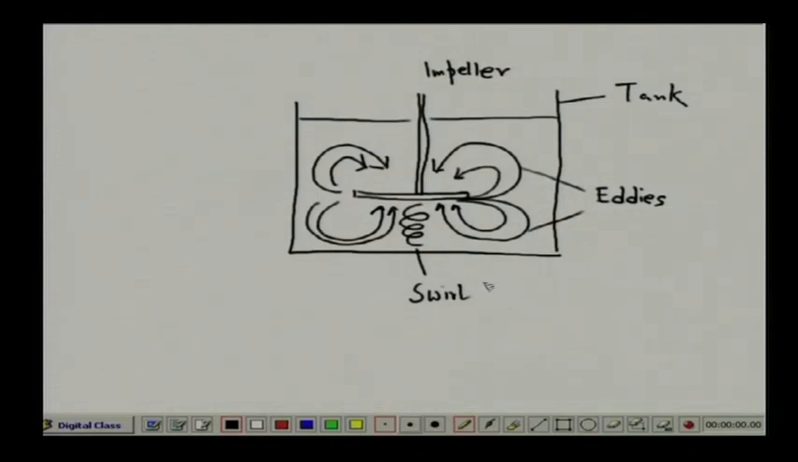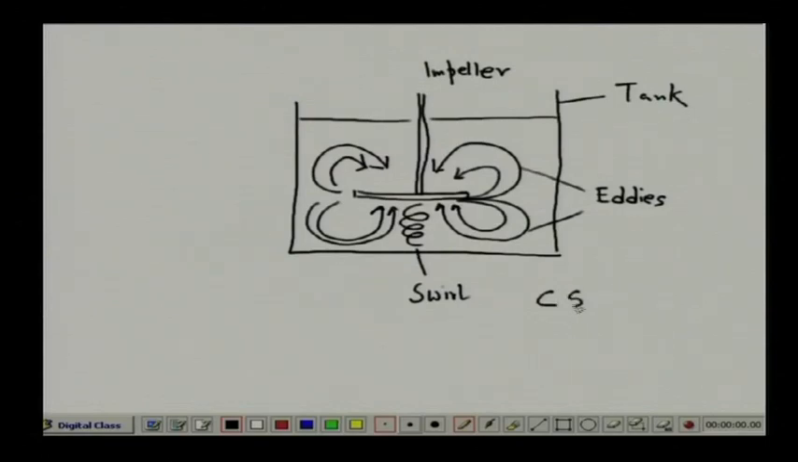This is the tank and this is the swirl. It is continuously rotating, and if you increase the rotation, what will happen? This is called the CSTR. CSTR is the continuous stirred tank reactor. We can see here.